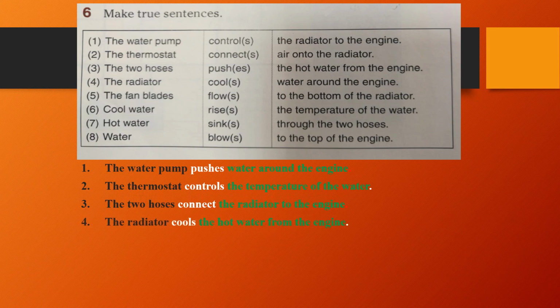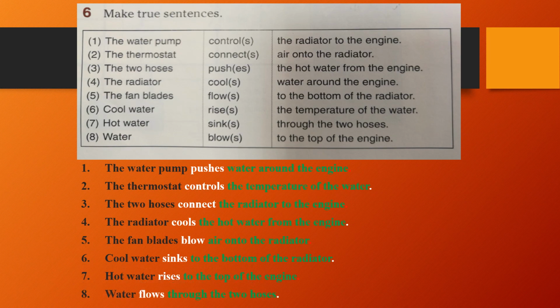Number 4, the radiator cools the hot water from the engine. Number 5, the fan blades blow air onto the radiator. Number 6, cool water sinks to the bottom of the radiator. Number 7, hot water rises to the top of the engine. And finally, water flows through the 2 hoses. Now we have done the second objective, which was reading for details.